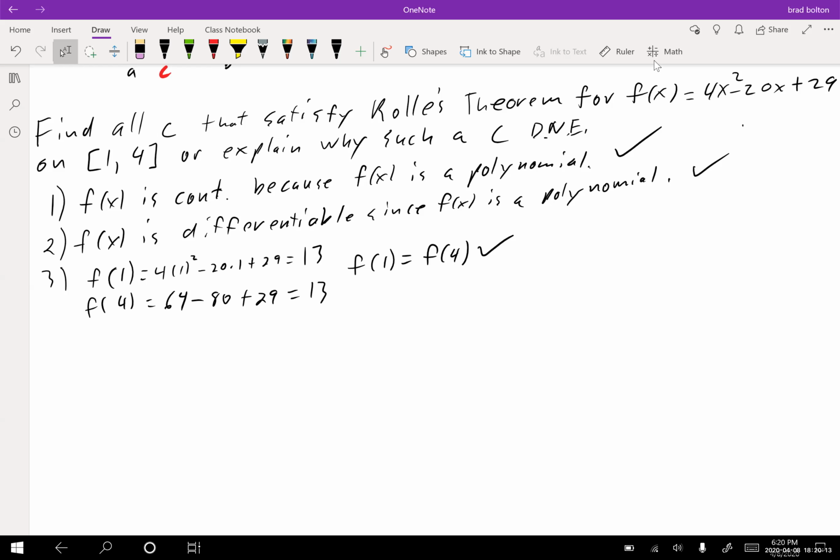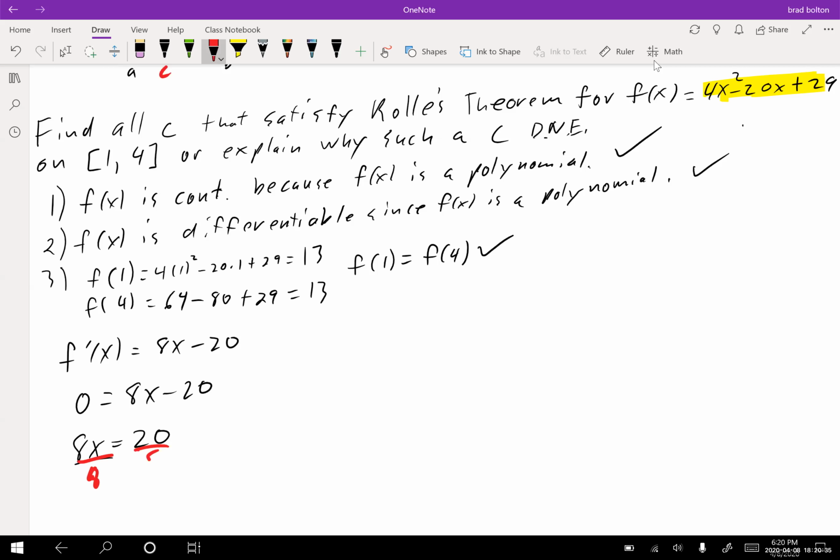So now we need to find f prime of x. We take the derivative of f of x, so we get 8x minus 20. We set this equal to 0 and we solve. 8x equals 20, divide both sides by 8. So then x equals, we can cancel, divide by 4, we get 5 over 2. Now here's the thing, 5 over 2 is 2.5, which is in between 1 and 4.